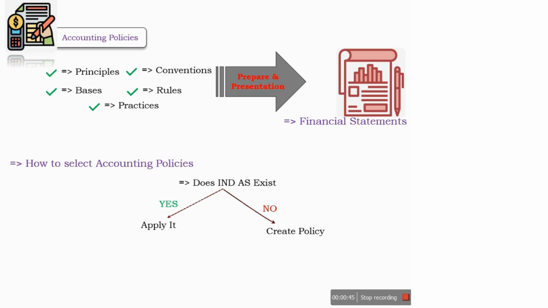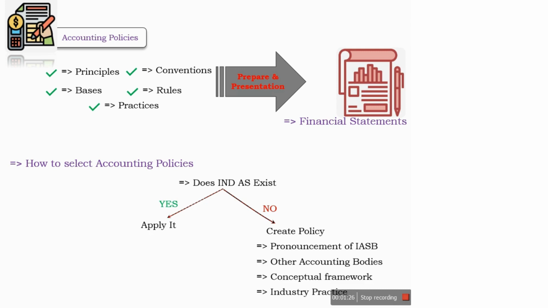So when we develop an accounting policy, we need to check that it represents faithfully the financial position, financial performance and cash flows of the entity. It is prudent, it is neutral, it is complete in material aspects, and it reflects the economic substance of the transactions. To apply this, we need to check whether there is any pronouncement from IASB or any other accounting bodies. If a pronouncement of IASB is not available, we need to check the conceptual framework and industry practice in this regard.